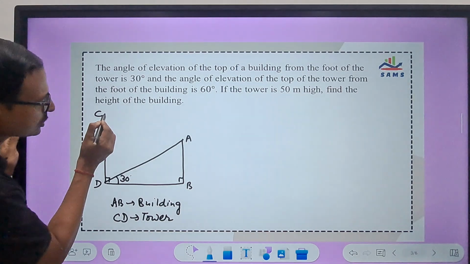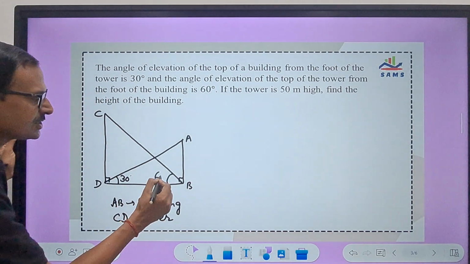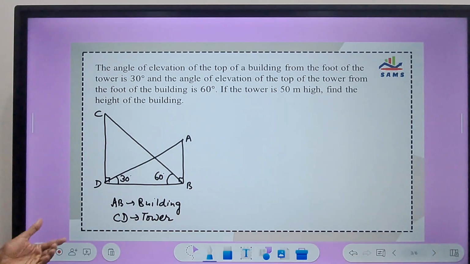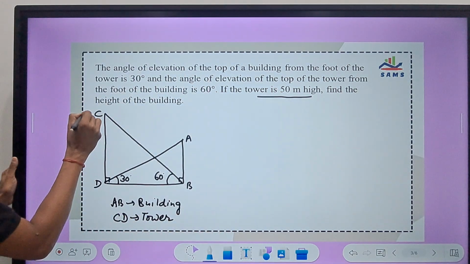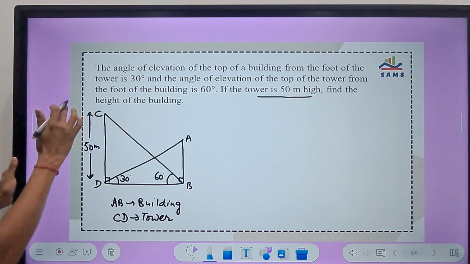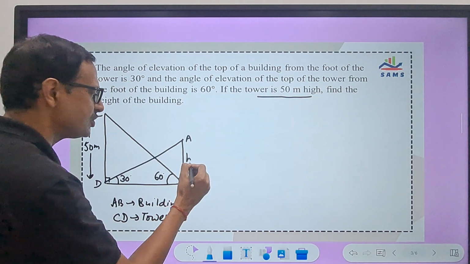So let's join this also like this, and this angle is 60 degrees. Now this is the figure for the question, and what else is given: the tower is 50 meters high. So this height is given as 50 meters. So we have marked everything in the figure itself, and we need to find the height of the building H.